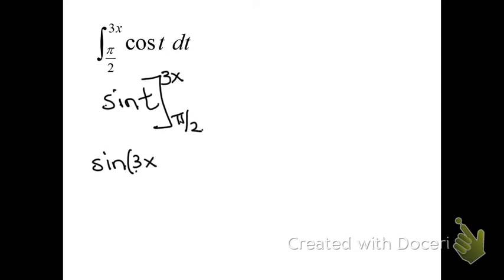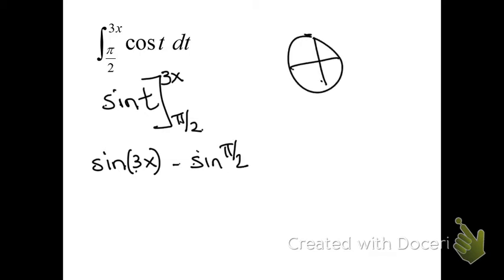Okay, so hopefully you remember that the integral of cosine is sine of t. And then we're going to evaluate that from pi over 2 to 3x. Go ahead and plug those in and subtract. So this is the sine of 3x, which we can't evaluate because it's an x, minus the sine of pi over 2. And the sine of pi over 2, unit circle, that's right here, and the sine there is 1. Okay, so hopefully you did that okay.